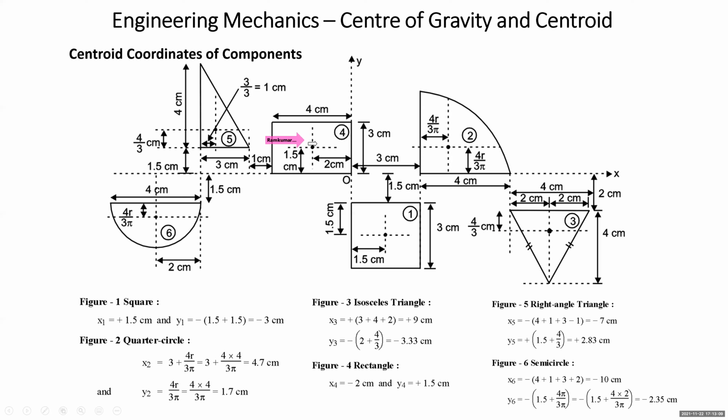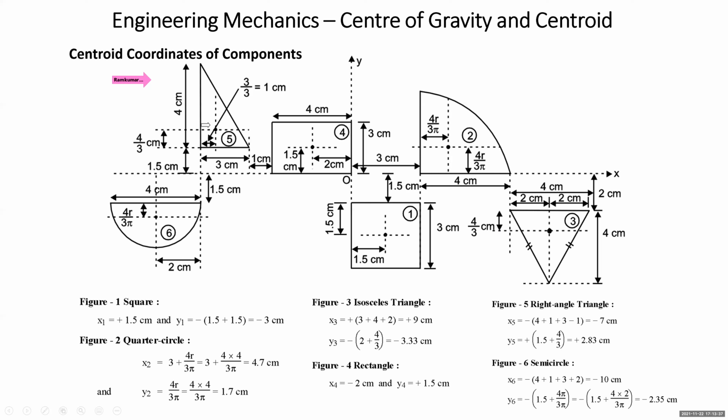This point is left of y axis. So x coordinate is negative, minus 2. This point is above x axis, plus 1.5. Then we come to component number 5. Component number 5 is a right angle triangle. Base width 3, height is 4. With respect to this base, height is 4, centroidal distance is 4 by 3. And with respect to this base, this height is 3, so it is 3 by 3.